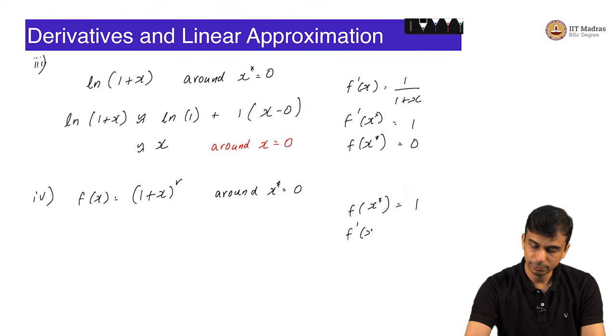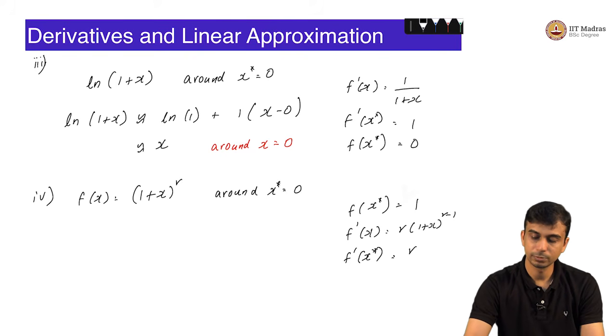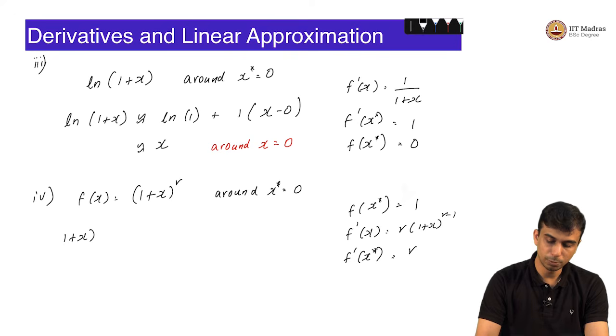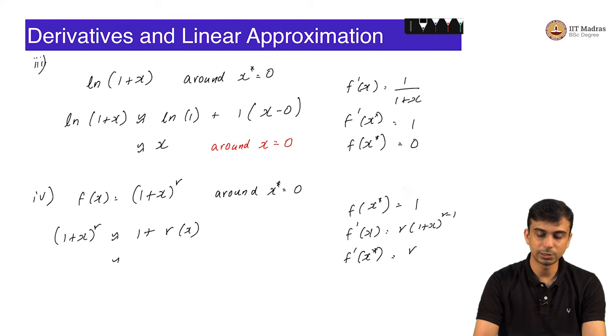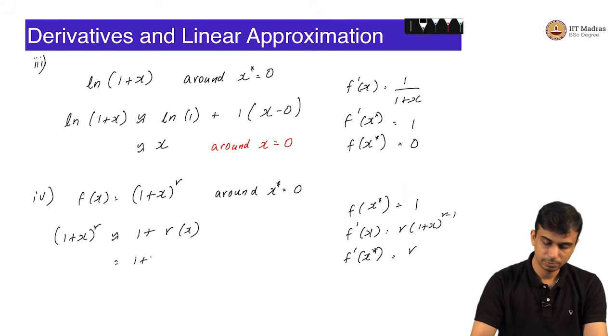f dash of x in general is simply equal to r into (1 plus x) power r minus 1, and f dash of x star in particular is going to be equal to r. Right. We can put all of that together and say that (1 plus x) power r is approximately equal to 1 plus r into x minus 0, right, just 1 plus rx. And this is also valid around x equal to 0.